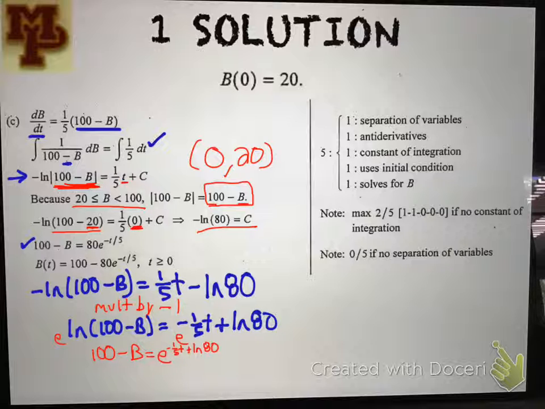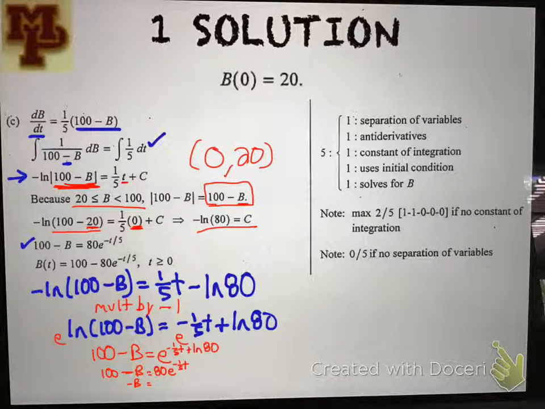Okay, and then that property that we utilize here. I wondered if I wanted to show that step or if I'll just show it again on the next step. So this e to the natural log will cancel out, so maybe I'll show it later. So that'll be 80 e to the -1/5 t, and on this side it's 100 minus b, and then we can just try to solve for b.